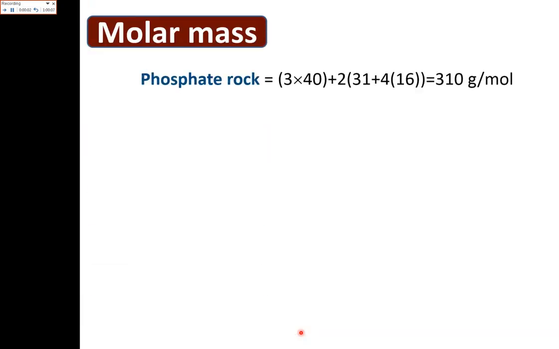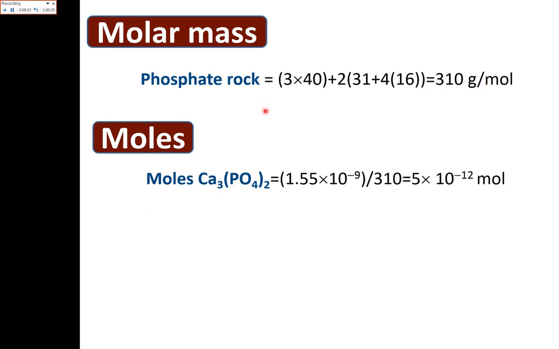Number 2, the phosphate rock, we want to calculate the molar mass of the phosphate rock, which is actually 310 gram per mole, and after that we will calculate the number of moles of calcium phosphate, which is basically the mass of the calcium phosphate, but we convert it from the nanogram to the gram, and then we divide it by the molar mass to calculate the number of moles.